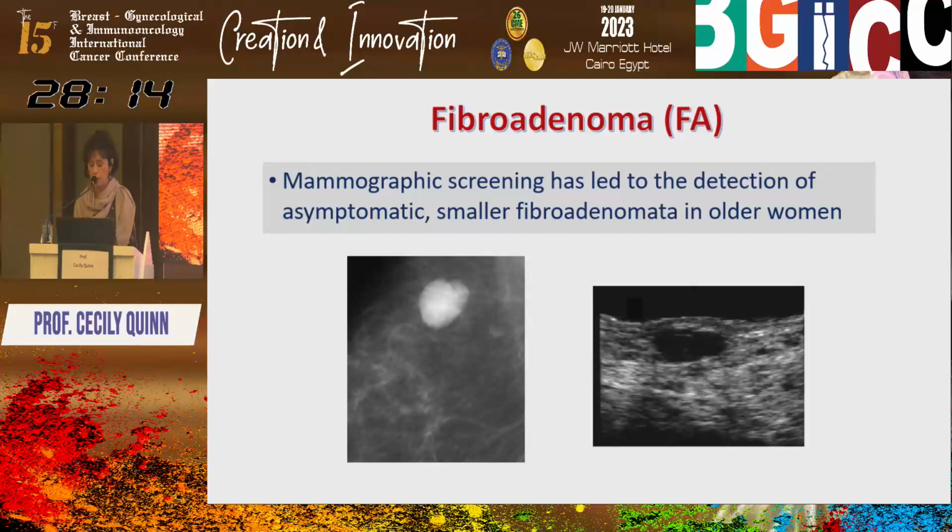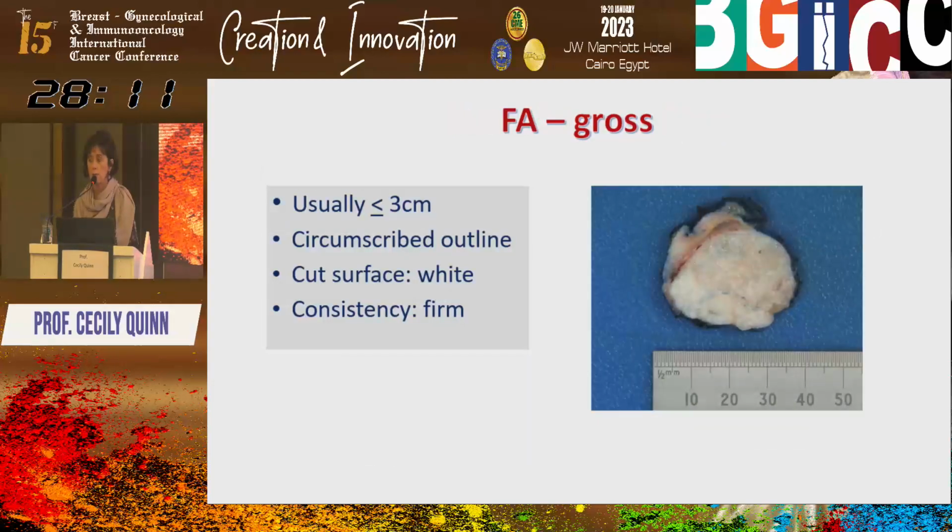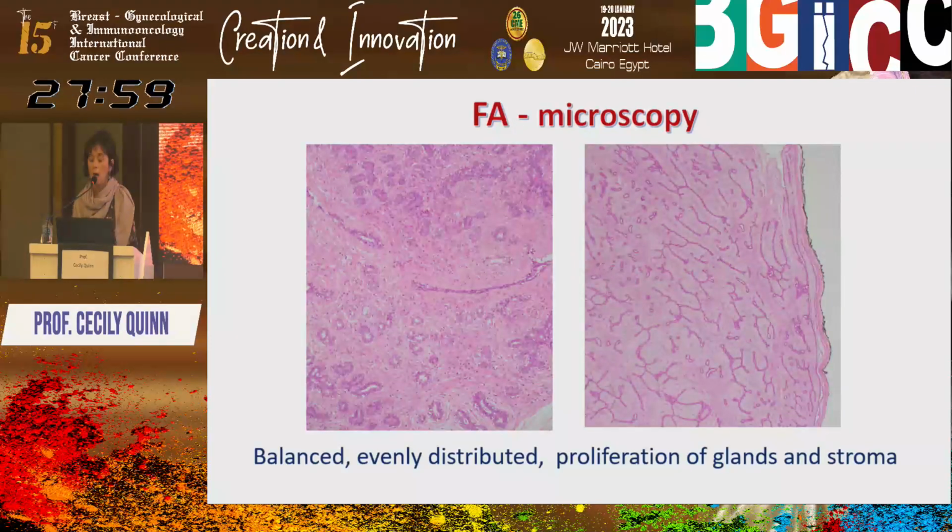And this is the classical appearance on radiology. The gross appearance: lesions are usually, but not always, less than 3 centimeters. We're all very familiar with these. They're circumscribed, the cut surface is white, and the consistency is firm. On microscopy, the key feature, I think we could turn the lights down maybe for the images, please, is the presence of this balanced, evenly distributed proliferation of glands and stroma. And I find this phrase very useful every day when you're trying to decide on a core biopsy if you're dealing with a fibroadenoma or perhaps with a phyllodes tumor. So the balanced, evenly distributed proliferation, thank you.